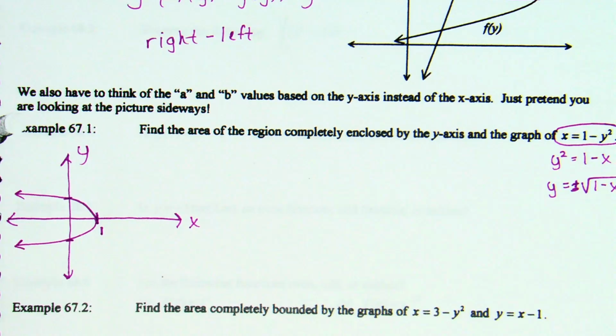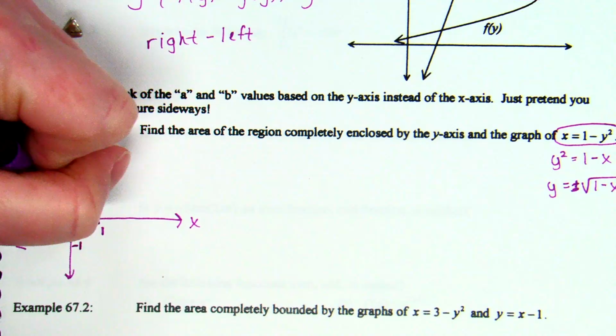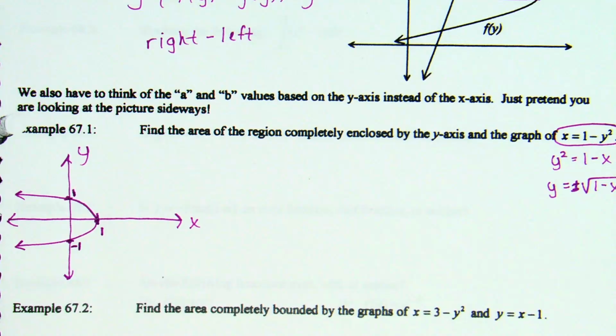So it's important to know it goes through 1 on the x-axis, goes through 1 on the y-axis, and it goes through negative 1 on the y-axis. That was really hard for me to do. My hand was on the spiral, and my line just went straight out.